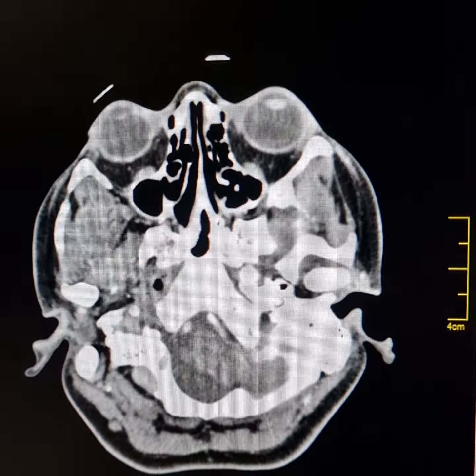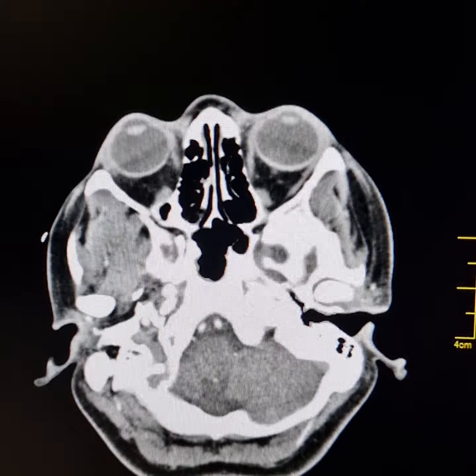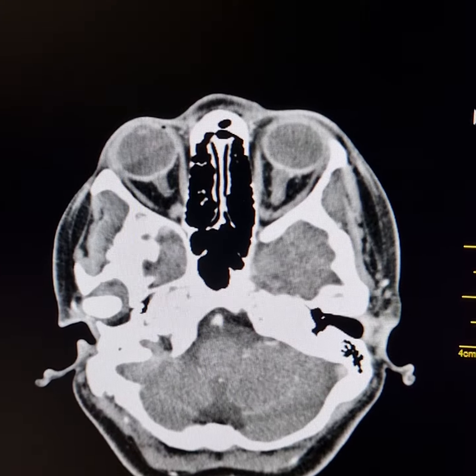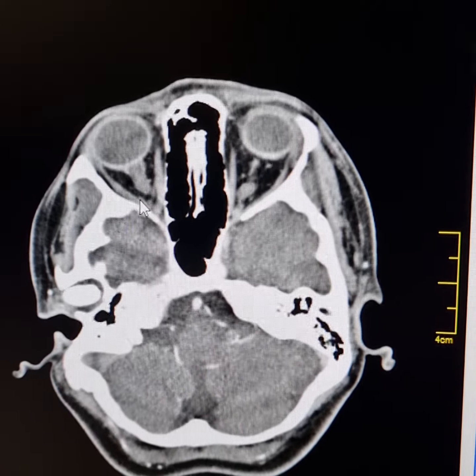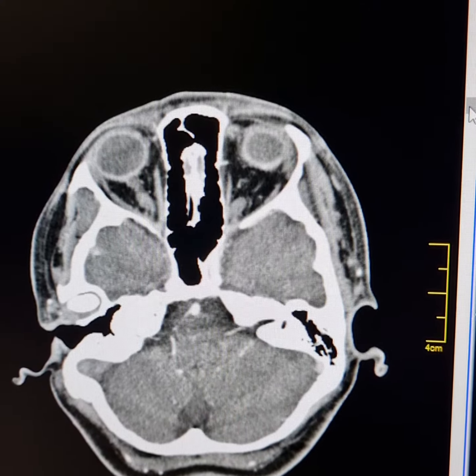This is a contrast-enhanced CT scan of a 20-year-old female who presented with blurring of vision and constant headache. On examination, there was bilateral papilledema.